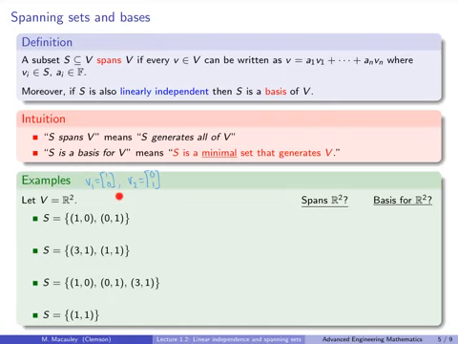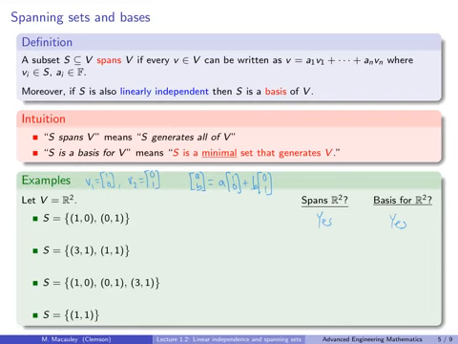But I claim that this spans R2. And the way to see it is if you take an arbitrary vector in R2, let's call it (a, b), then we can write that vector as a linear combination of v1 and v2, namely a times (1, 0) plus b times (0, 1). So yes, this indeed spans R2. Now, is it a basis? Well, we've already established that this is an independent set, and to be a basis, it just has to span and be independent. So this also is a basis.